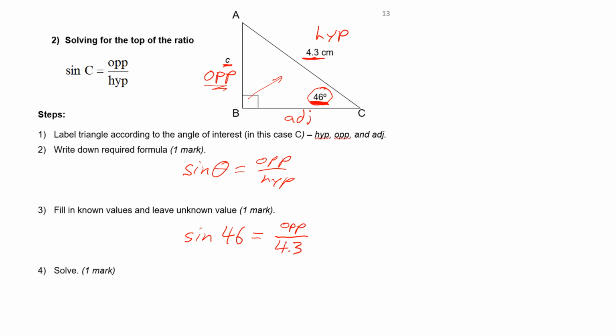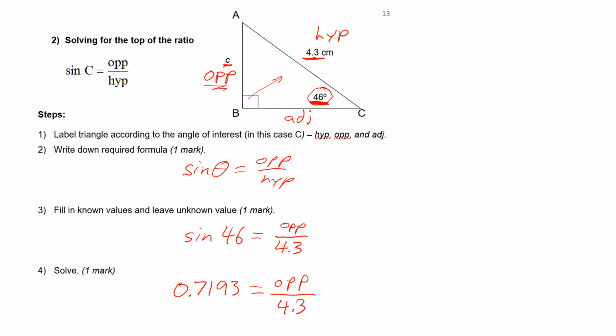So now what we need to do is solve it. Sine 46, I'm going to type that into my calculator, and I go sine 46 and press equals. When I type in sine 46 and press equals, I get 0.7193. And that equals opposite over 4.3.